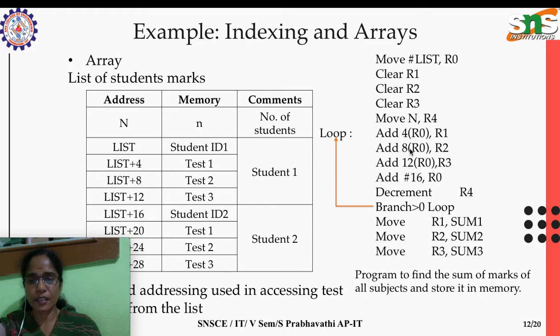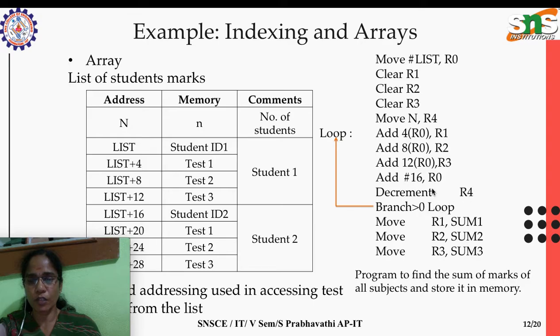Similarly, 8 plus R0. R0 remains the list, so if you add list plus 8, it moves to the test2 marks. Add that mark along with R2. Initially R2 is 0, so the first student's test2 mark gets added to R2 and the result is stored in R2. Similarly for R3. Now please pay close attention. We need to fetch the next record of the student. The first record is over, so to move to the next record, we need to get its location.